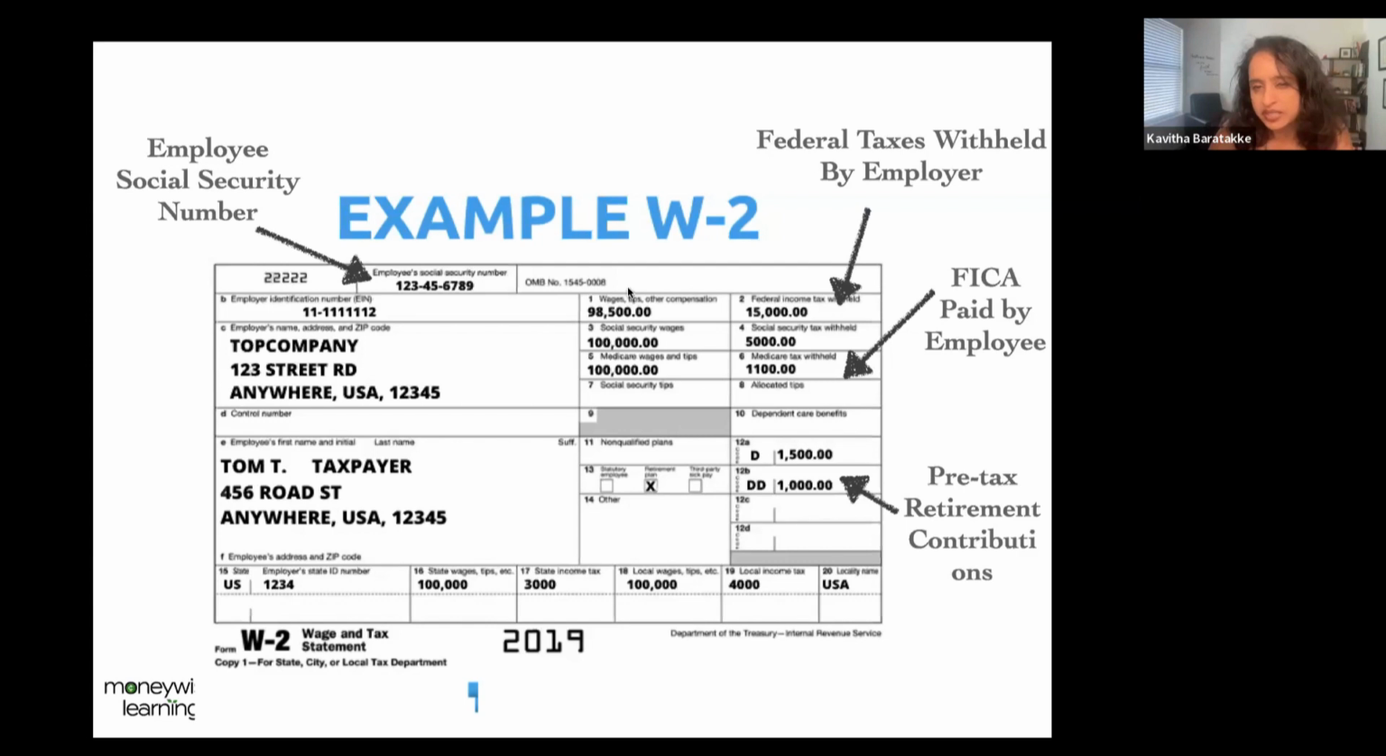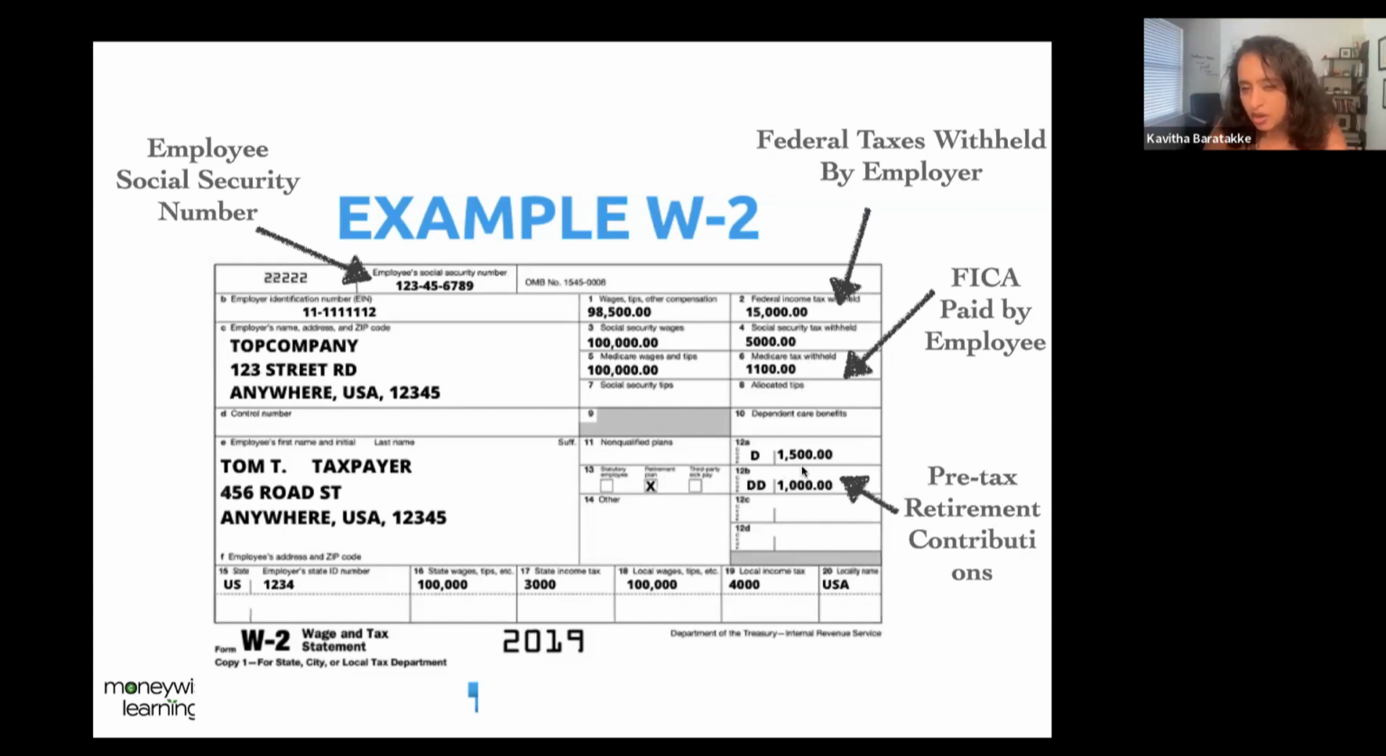And then here, this is where it'll show you the total wages you earn: wages, tips, and other compensation. This is the amount of taxes that were already removed from your paycheck. You might owe less, you might owe more. We don't know, right? Depends on your tax situation. The Social Security wages and Medicare wages. Now, they also will tell you how much Social Security tax they withheld and how much Medicare taxes they withheld.